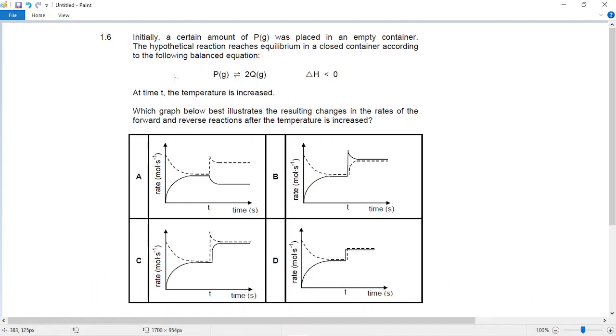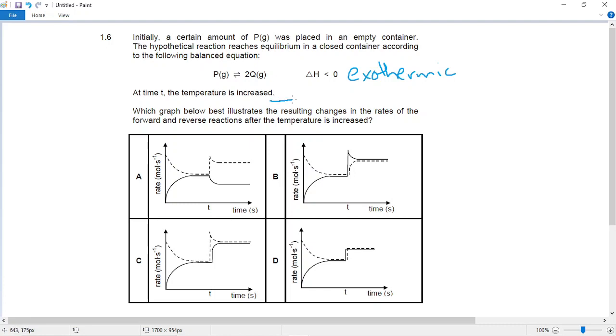Now we come to 1.6. It says, initially a certain amount of P was placed in an empty container. The hypothetical reaction reaches equilibrium in a closed container according to the balanced equation. Okay, this says delta H is less than 0, so we know immediately that this is an exothermic reaction. It says, at time T, temperature is increased. Which graph below best illustrates the resulting changes in the rates of forward and reverse reaction after the temperature is increased?